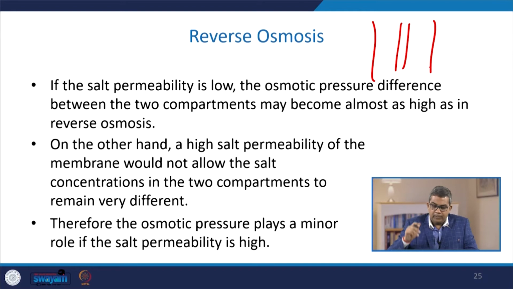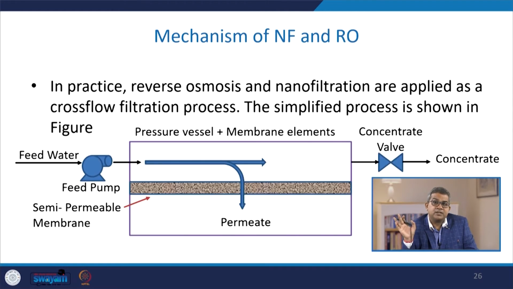The nanofiltration membrane is not a complete barrier to dissolved solids. So depending upon the type of salt and the type of membrane, the salt permeability may be low or high. Now, if salt permeability is low, the osmotic pressure difference between the two compartments may become almost as high as in reverse osmosis. On the other hand, a high salt permeability of the membrane would not allow the salt concentration in the two compartments to remain very different. Therefore, the osmotic pressure plays a minor role if the salt permeability is high. Now, this is a very useful piece of information in designing all these reverse osmosis concepts.